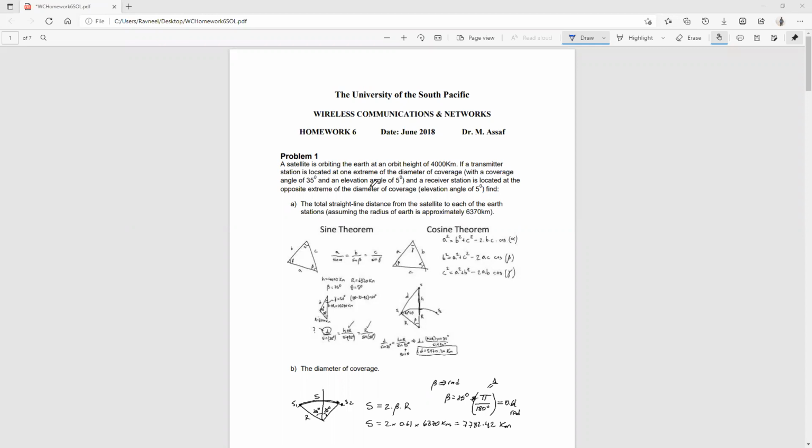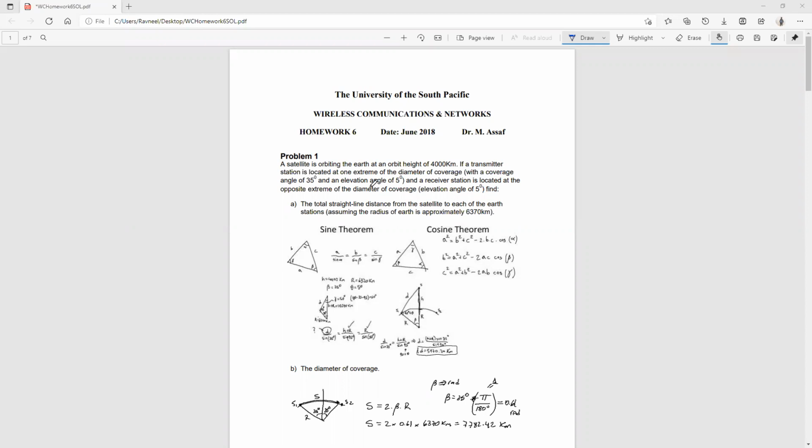Hello everyone. So this week's tutorial is based on homework number 6. The homework number 6 solution is actually provided on your Moodle shell, and it can be found under the week 7 section, right? So let's get started with this week's tutorial.